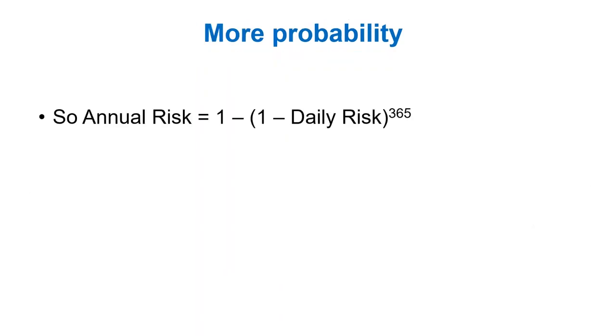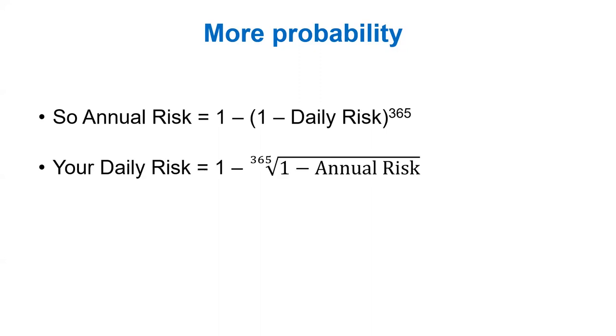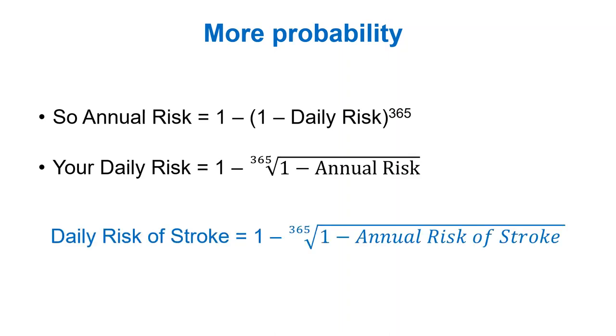So let's break it down a little differently. Your annual risk is 1 minus (1 minus your daily risk) to the 365th power. So your daily risk is actually this. This is where the hardest math is. You're taking the 365th root of something, okay? So your daily risk of stroke is actually this. That is per day, all right? And that's what the question in the beginning was asking.